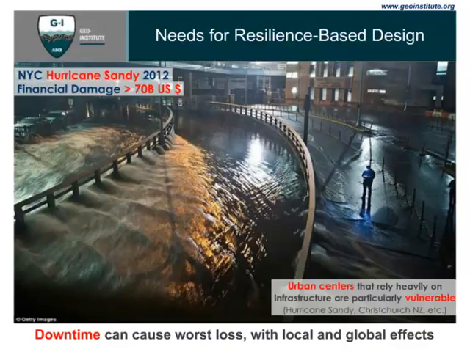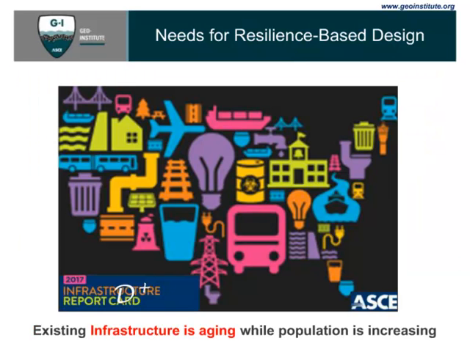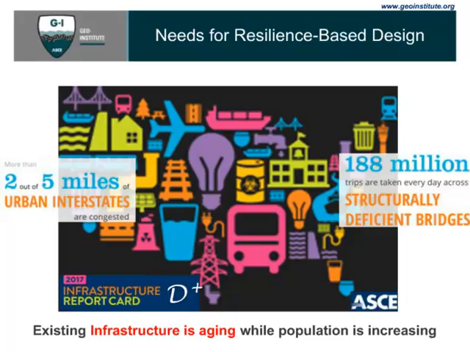Our urban centers are the most vulnerable to this type of extreme event, because they rely heavily on their infrastructure and they are particularly vulnerable. For example, you see here the New York City Hurricane Sandy 2012 disaster caused financial damage of more than $70 billion, and really we did not have much physical damage. It was all mostly caused by downtime. So downtime can cause worse loss with local and global effects.